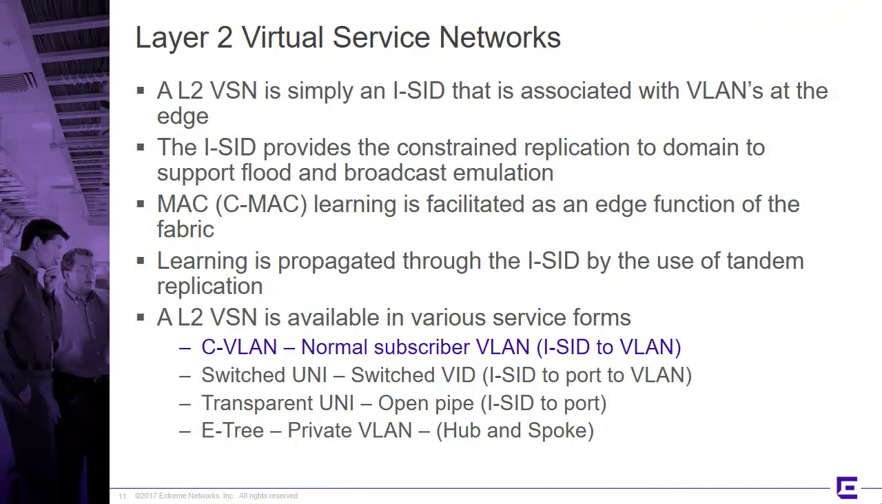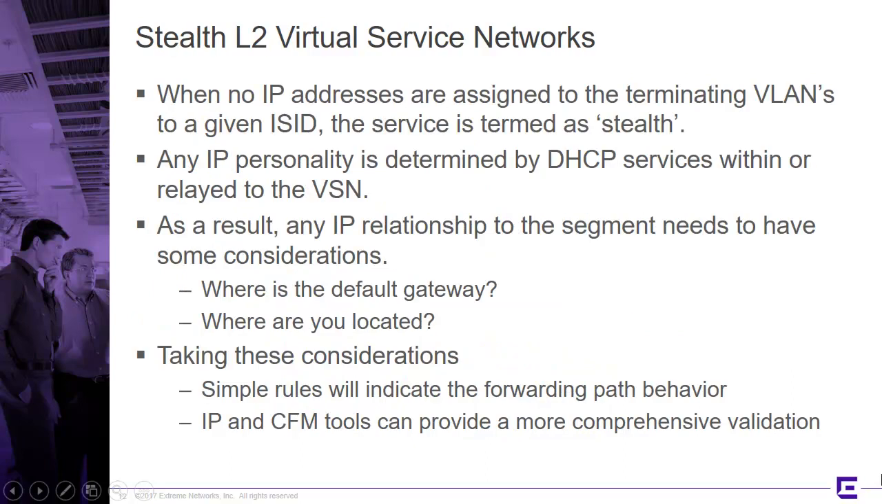In this section, we're going to cover Layer 2 virtual service networks. And as you will recall, Layer 2 VSN is simply an ISID that is associated with VLANs at the edge. Now, I recommend that you do not put IP addressing on those VLANs, and that yields what's called a stealth Layer 2 network. And there's a number of versions of L2 VSNs: the CVLAN, the switched UNI, the transparent UNI, and the E-tree, or the private VLAN. We're going to be focusing on the CVLAN, the normal subscriber VLAN, in this exercise.